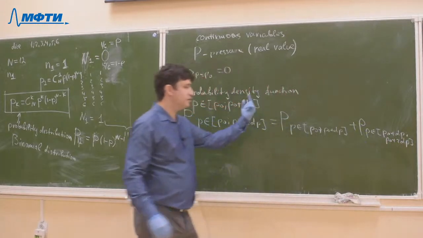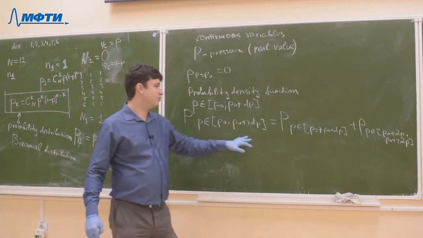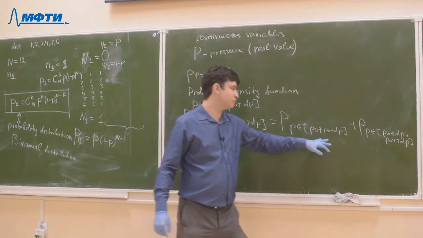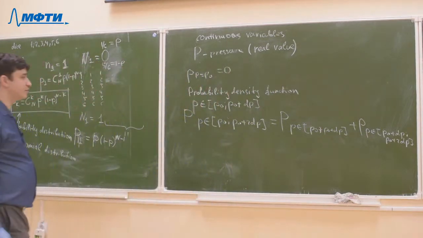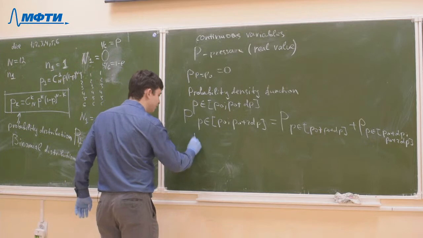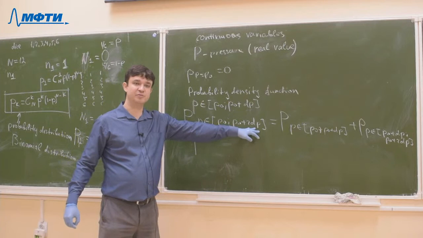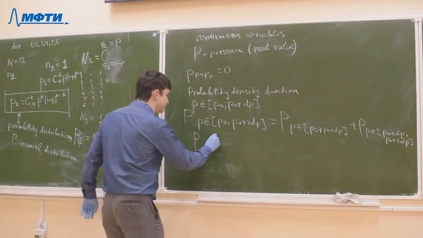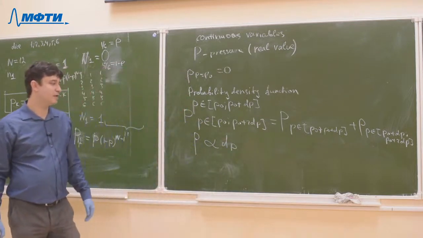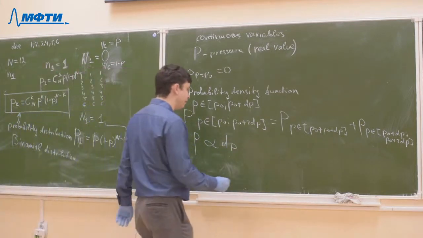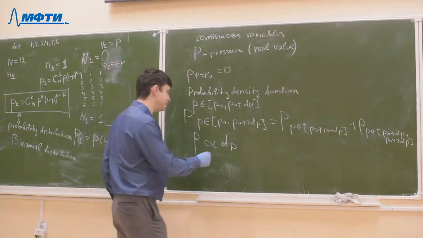So I can divide this interval by 2, and the total probability will be the sum of probabilities that this number falls into one of these two intervals. So you can say that if the length or the size of the interval is very small, then the probability is directly proportional to the size of the interval, dp. The coefficient of proportionality is called probability density.